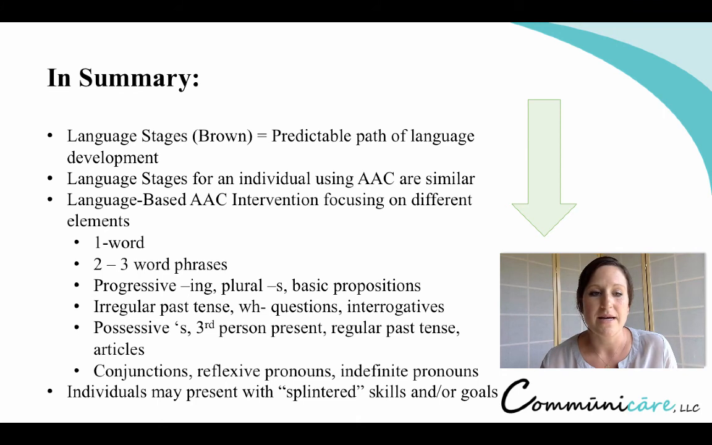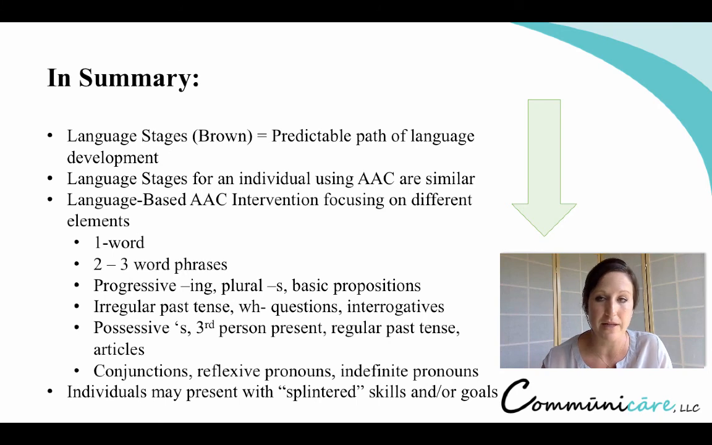Okay, so in summary, Language Stages by Brown really help give us an understanding of a predictable path of language development. And what we can see is that the language stages for an individual using AAC aren't that different, and that we can really, depending on the kind of device, address language development and growth through AAC use. And so different interventions can focus on different elements depending on the level and the projected level that the individual will be at. So 1 word to 2 to 3 word phrases.